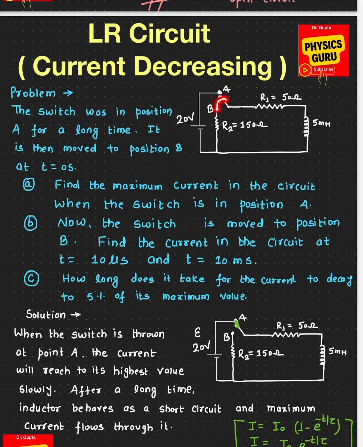After a long time, once the switch has been in position A, we throw the switch to position B, and then we'll have a new circuit and the battery will be disconnected. Then we have to find the maximum current, what the current in the circuit will be after 10 microseconds and 10 milliseconds, and how long it takes for the current to decay to 5% of its maximum value. So let's do this one.